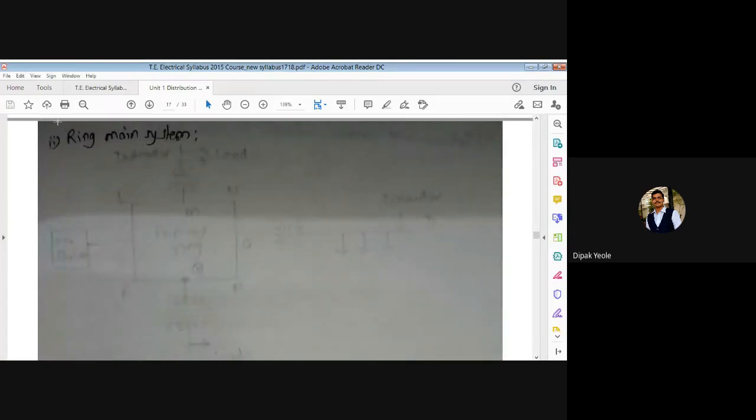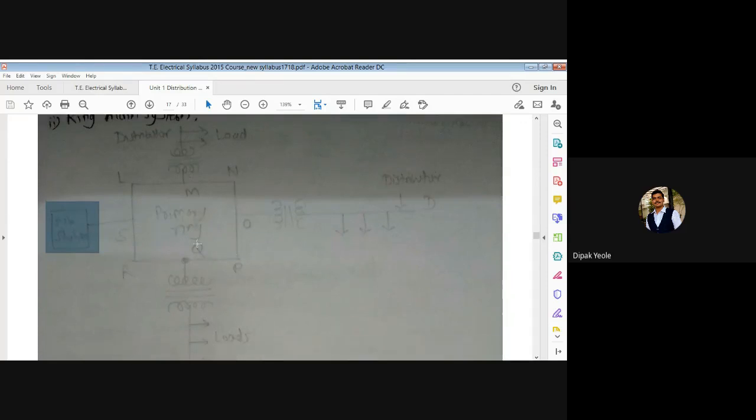The second concept is the ring main system. Obviously there is a need of a ring. A primary ring is available, and this ring is connected with one substation. एक सबस्टेशन आहे, सबस्टेशनला एक रिंग कनेक्टेड केलेलं आहे, आणि त्या रिंगला मी डिफरंट फीडर्स हे यूज केले आहेत.